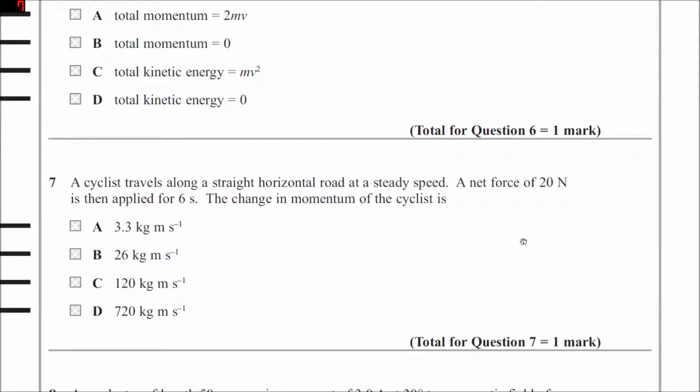Question 7. A cyclist travels along a straight horizontal road at a steady speed. A net force of 20 newtons is then applied for 6 seconds. What is the change in momentum of the cyclist? Okay. I know that the force is the change in momentum over the change in time. So the change in momentum is the force times the change in time. So that's 20 times 6, so 120 kilogram meters per second. So that gives me C as my correct answer.